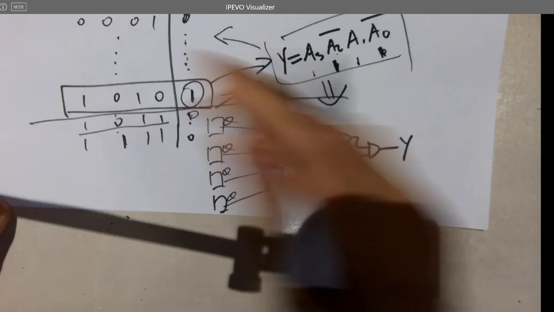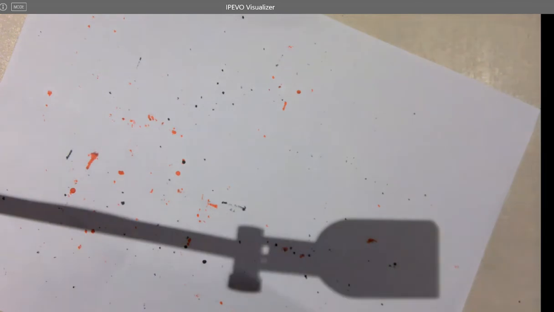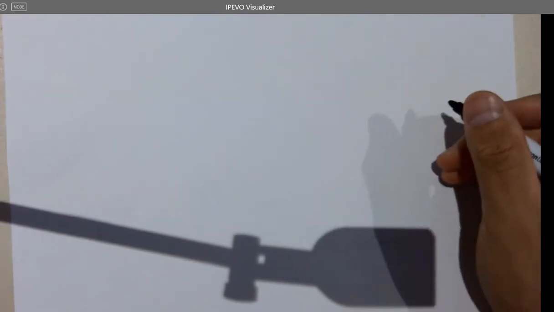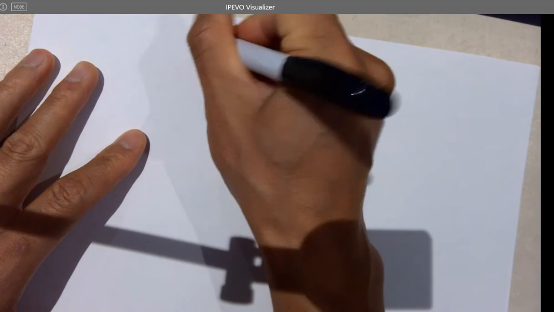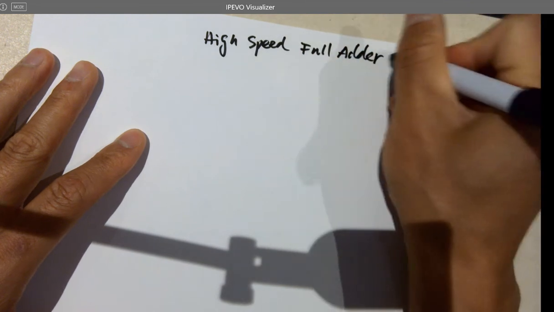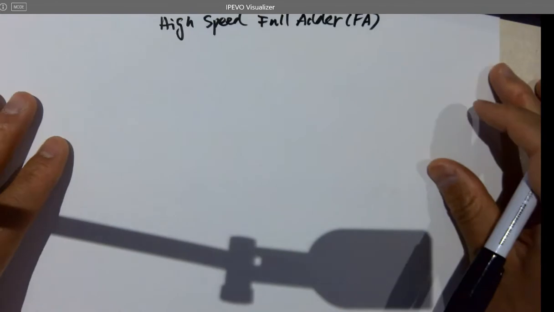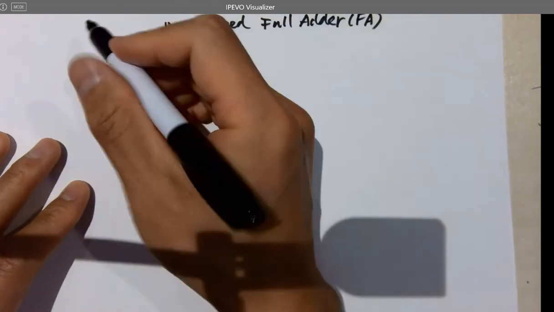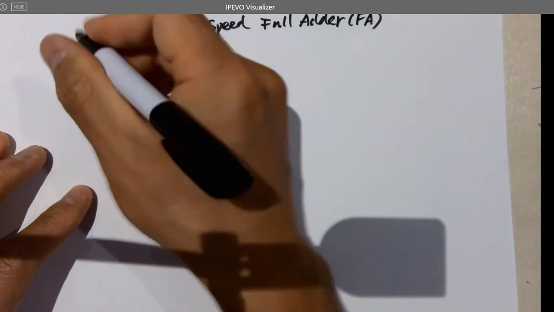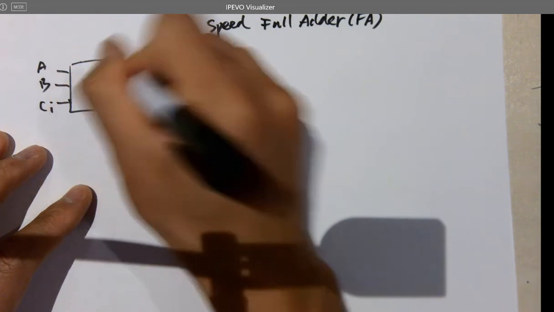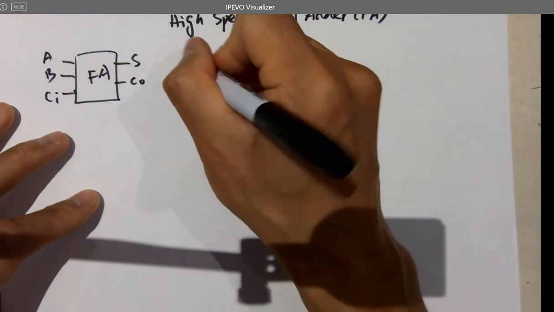All right. So what about the adder, the full adder? We're trying to design a high-speed full adder, starting from the very beginning, the logic expressions. First, here's the symbol of the full adder, and there are 3 inputs and 2 outputs: S, carry out, A, B, carry in. So 3 inputs, 2 outputs: A, B, CI.